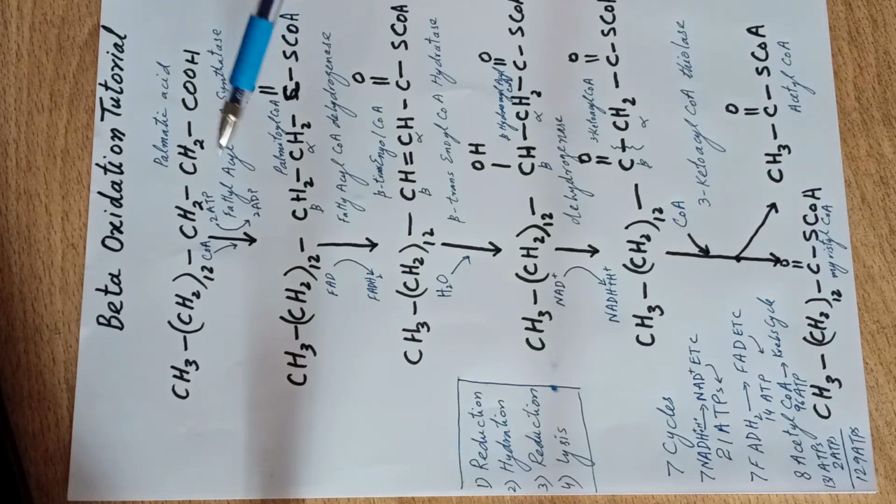And 2 ATPs are used when palmitic acid is changed into palmitoyl CoA. So net we have 129 ATPs from one molecule of palmitic acid.